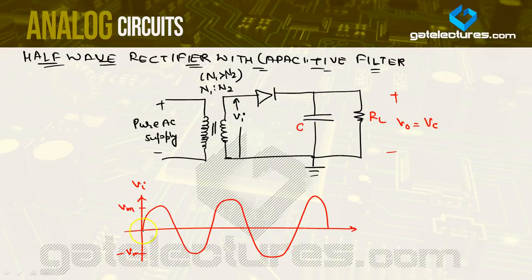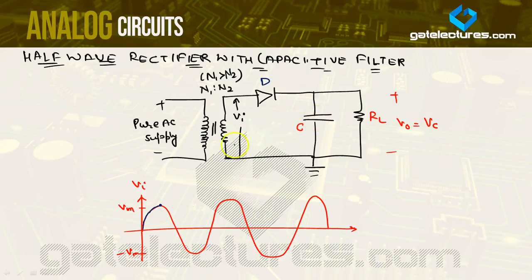Now when VI is positive, this diode D will be forward biased, so output voltage will be equal to VI. Output voltage will trace VI, will follow VI. So the output voltage variation will be like this, up to this particular point.